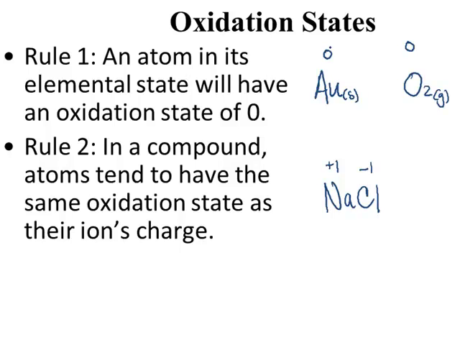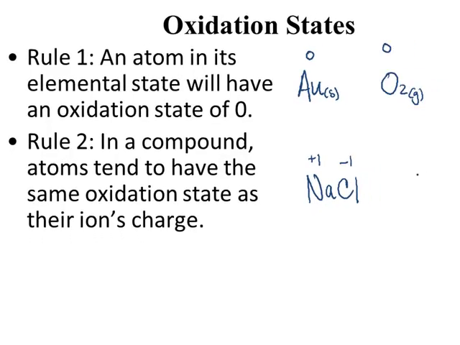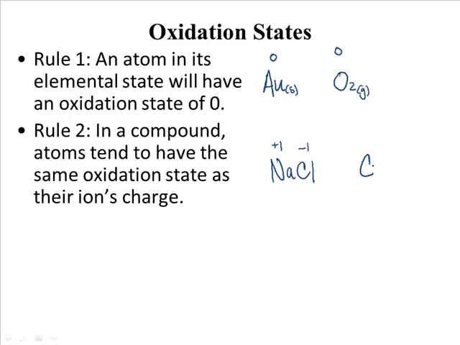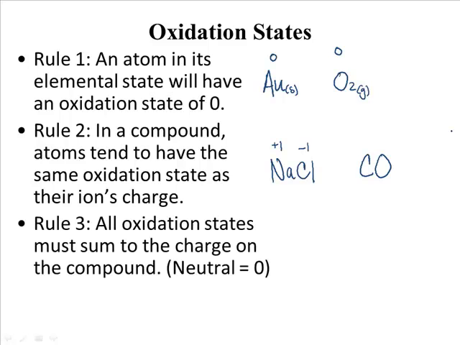What about other types of compounds, covalent compounds, and so on? Well, let's look at an example of something like carbon monoxide. In carbon monoxide, we have carbon and oxygen joined together. Oxygen, we know, tends to form a -2 ion, but what about carbon? Carbon usually doesn't form an ion, but this brings us to our third rule.